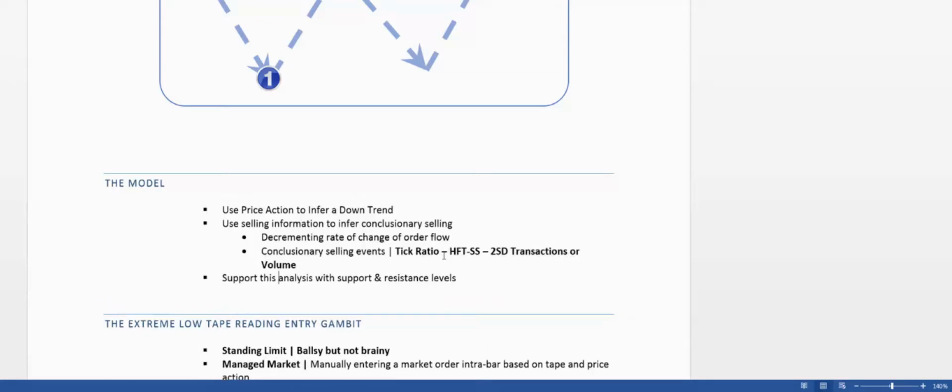And then also you can support this analysis with support and resistance levels. So we're always looking at levels. What are my levels? As I come into a known level, are they selling it off through the level? Are they slowing it down? Has selling ceased and gotten slow when I come to my level? And that's exactly what we're looking for.